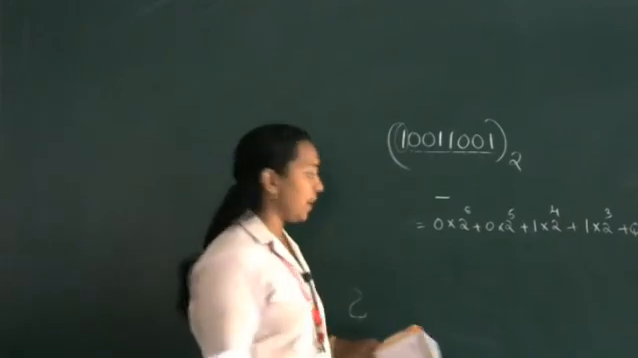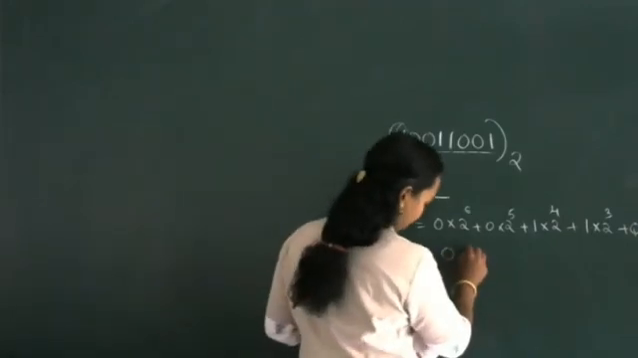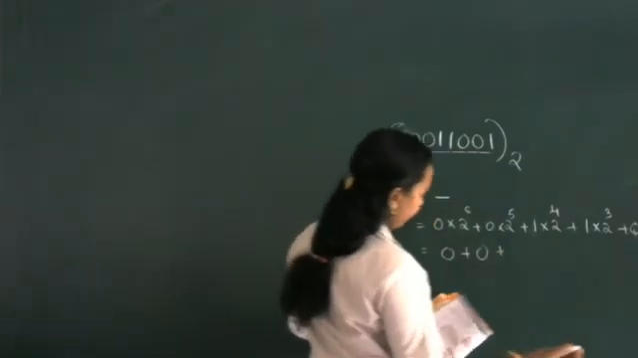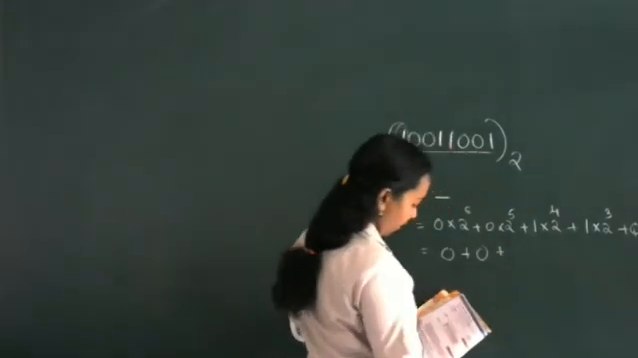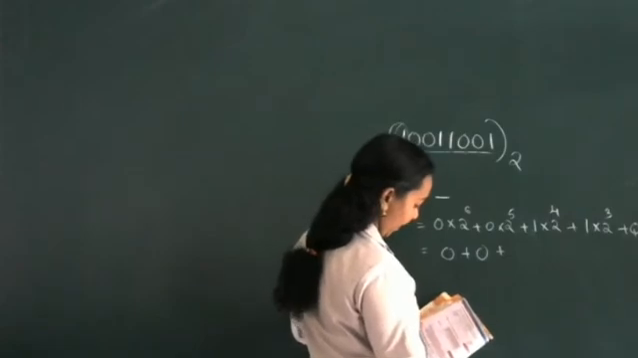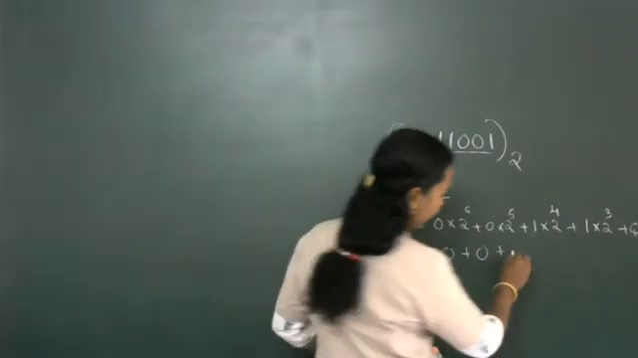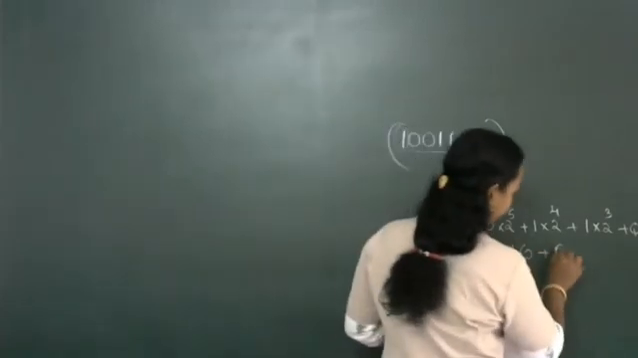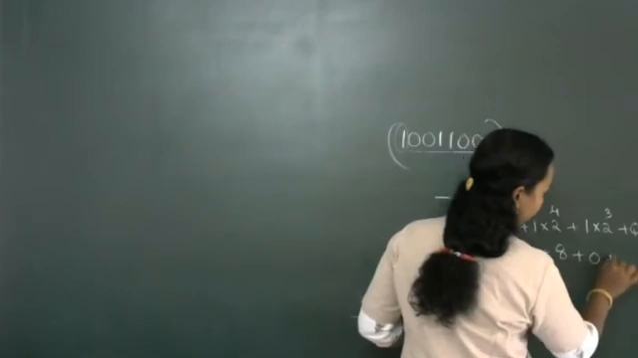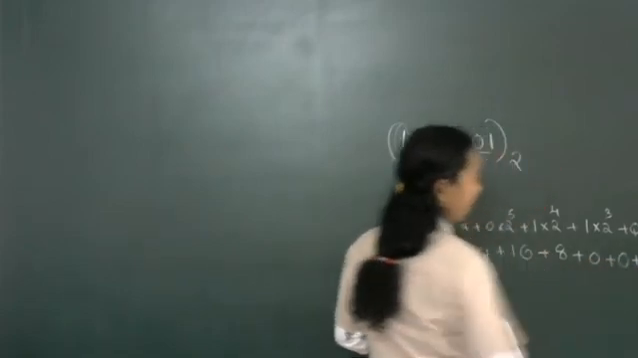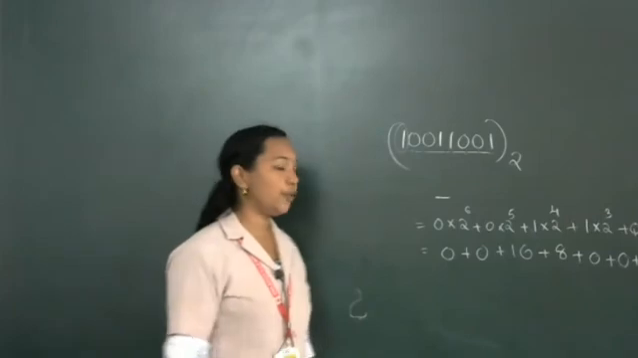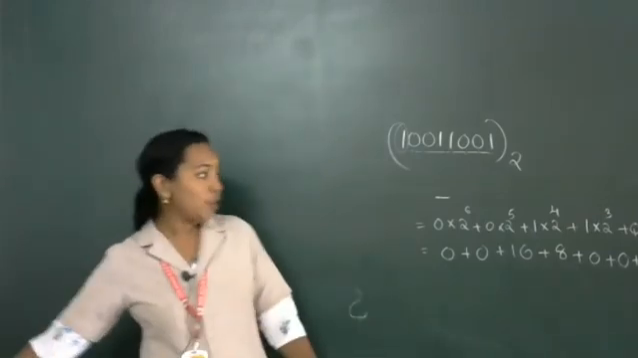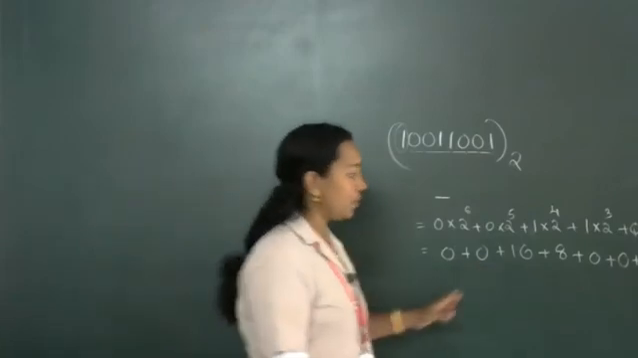So 0 into 2 raised to 6 is 0, plus 0, plus 0, then 1 into 2 raised to 4. What does 1 into 2 raised to 4 indicate? 1 into 2 raised to 4 is 16, plus 1 into 2 raised to 3 is 8, plus 0 plus 0 plus 1 into 2 raised to 0, which is equal to 1. So 2 raised to 4 means 16 and 2 raised to 3 is 8. So we can write like this.